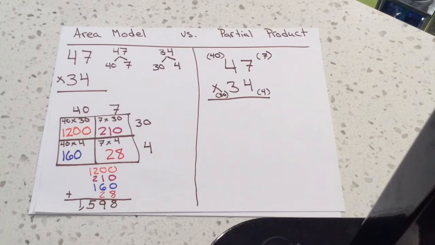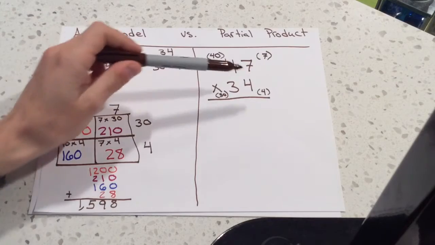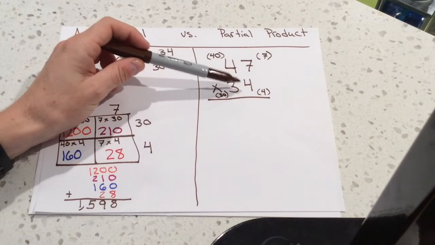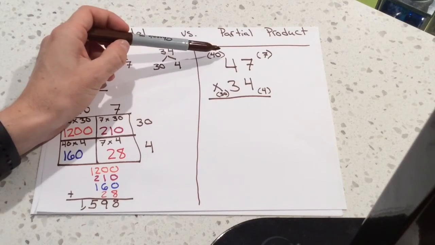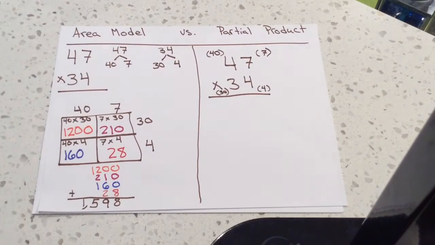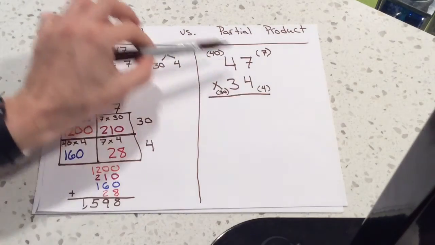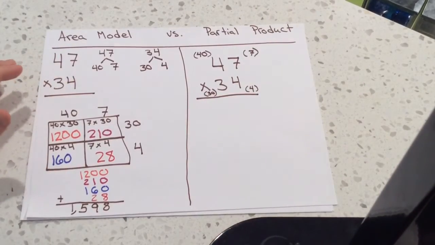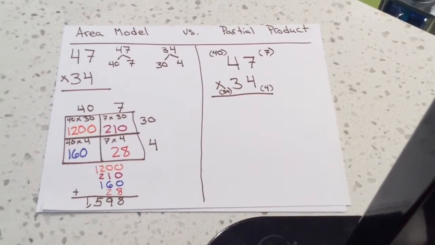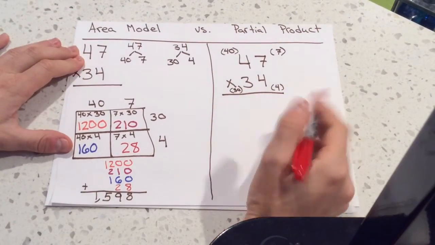The second important thing to remember with partial product is this idea of dropping everything. Typically with our standard algorithm, we'd be doing 4 times 7 is 28. We would drop an 8 and carry the 2. With the partial product strategy, we're not going to be dropping the 8 and carrying the 2. We refer to it as dropping everything. I'll show you what that looks like. So here we're going to break it down into 4 smaller equations.